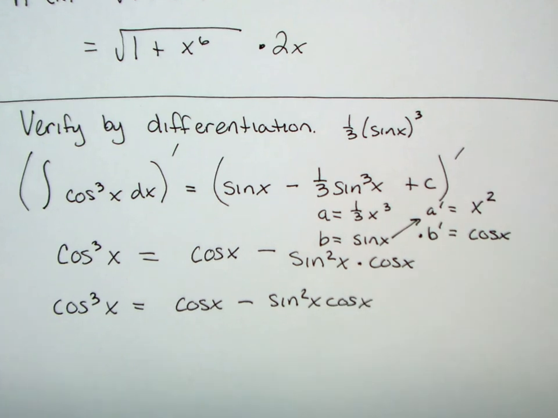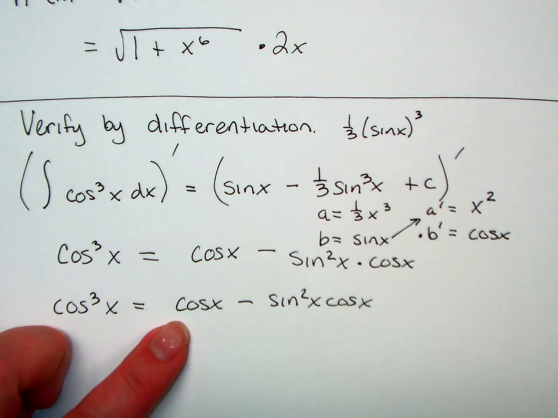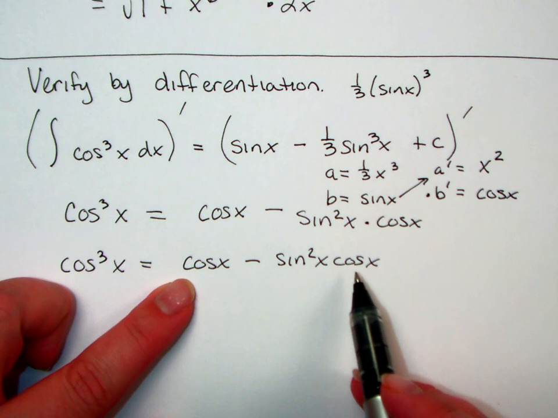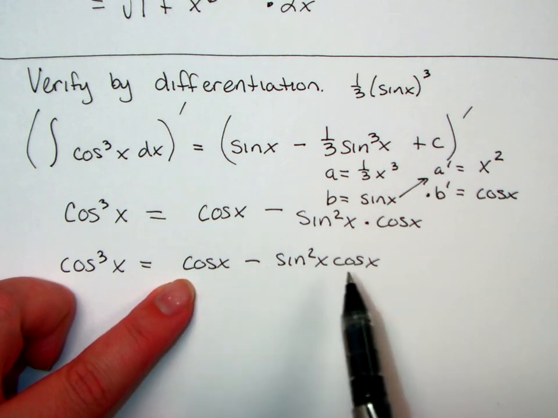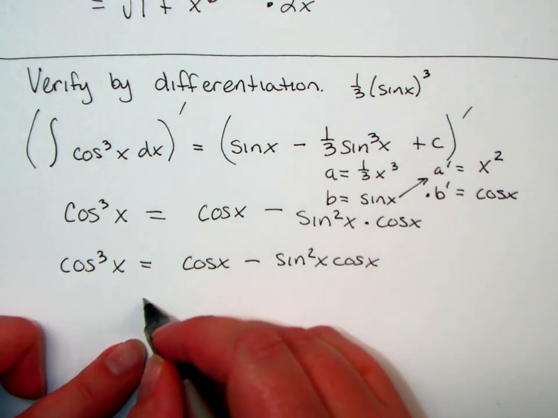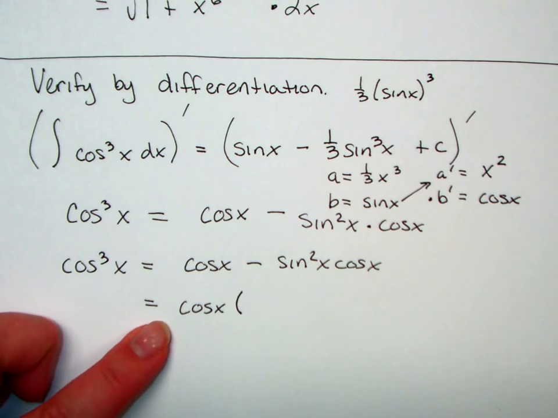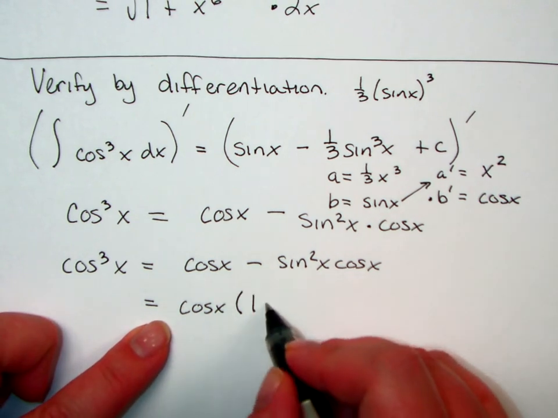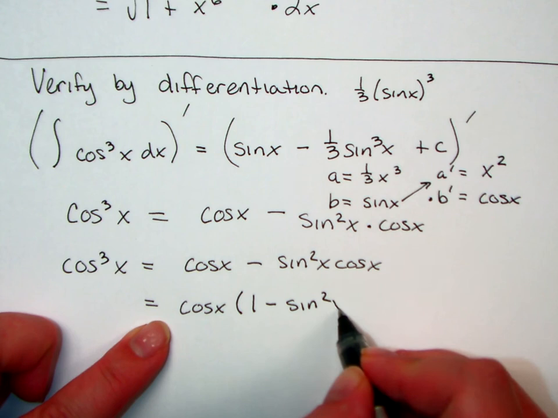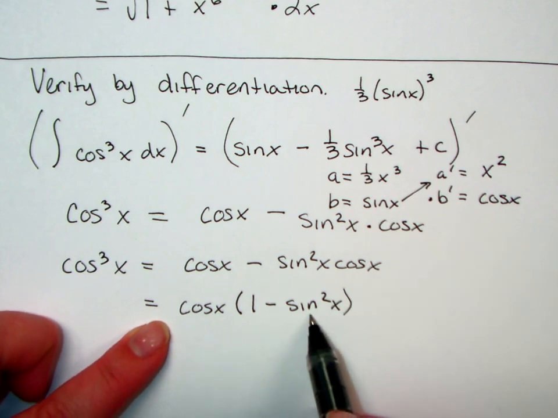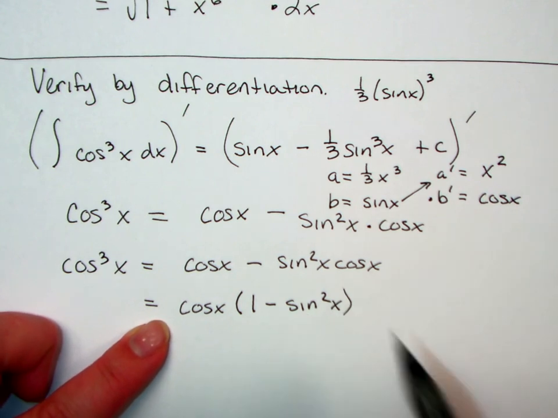Right? And you're like, wait, I thought we were supposed to get cosine cubed. So we kind of have some trig identities to use here and simplify this. So what I want to do is I see that both terms have a cosine. Let's go ahead and factor that out. So if I factor out a cosine, I'm left with 1 minus sine squared. Right? And you should recognize 1 minus sine squared. That's the Pythagorean identity, right?